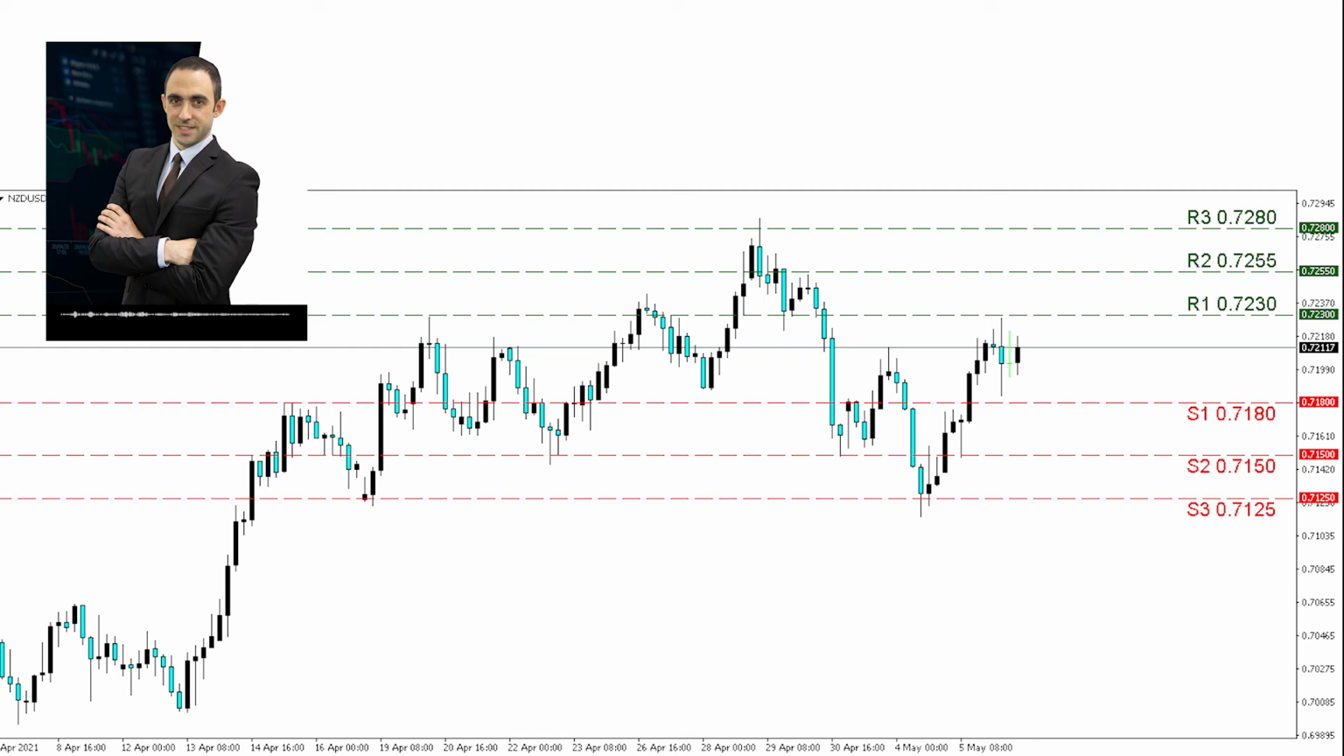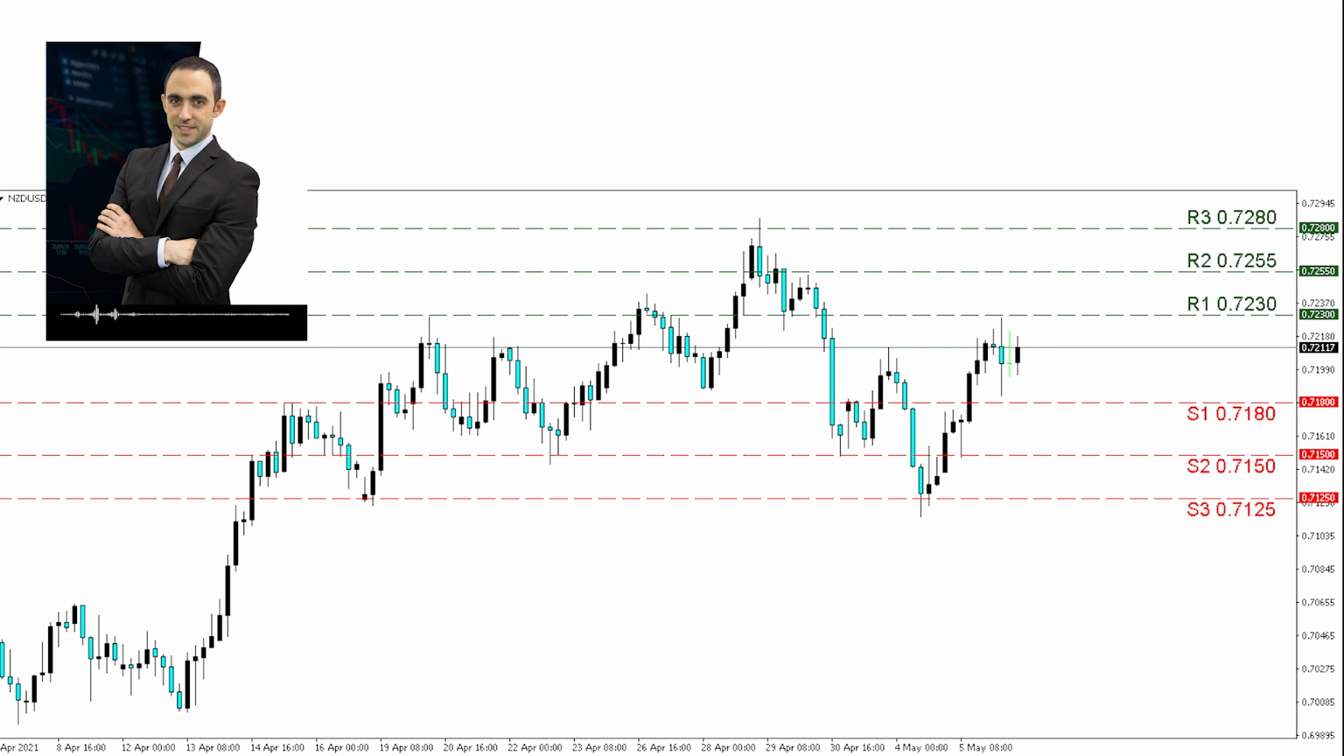On the contrary, from a selling perspective, the S1 0.7180 support level could be the predominant first stop for the bears. Lower the S2 0.7150 support level could be another choice for the sellers, as it was tested various times in April and was breached twice when the price action tested the S3 0.7125 support level. NZD traders should keep in mind the New Zealand Reserve Assets figure for April to be released on the 7th of May.